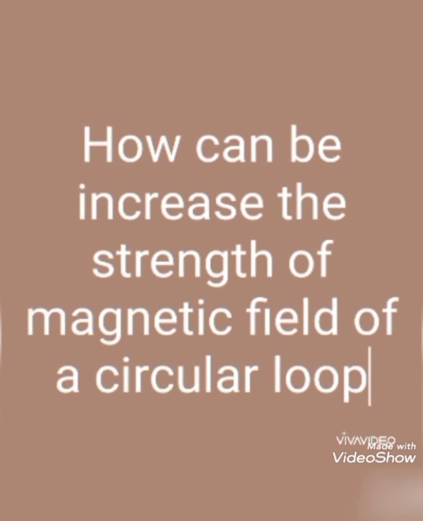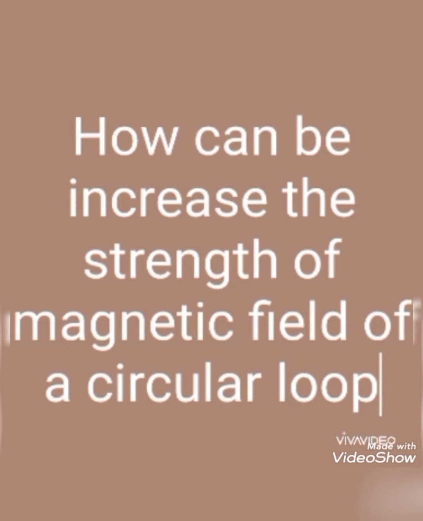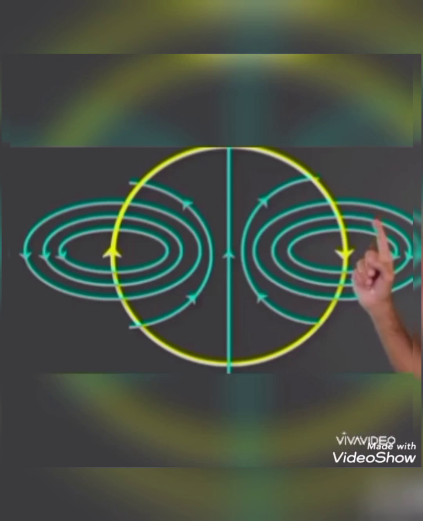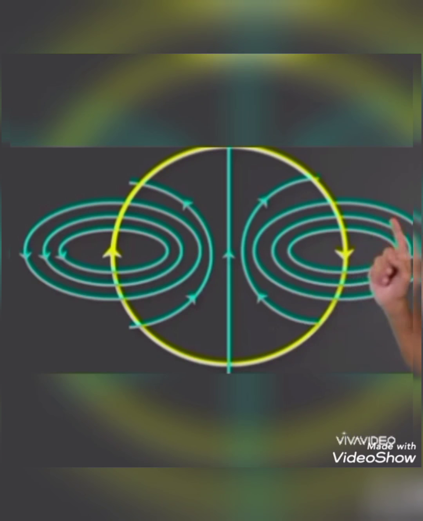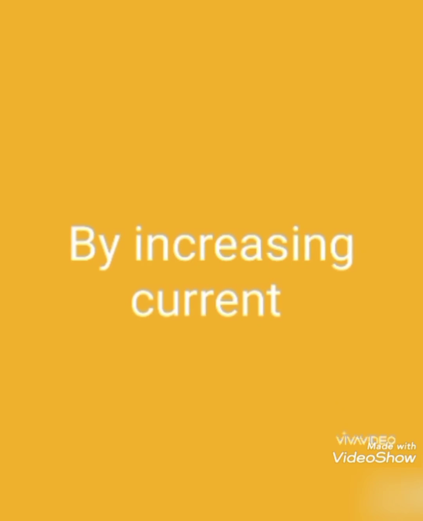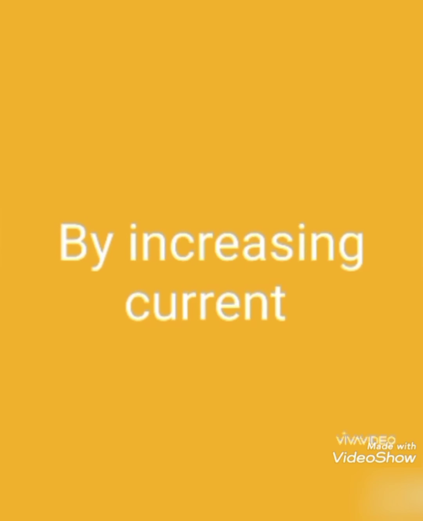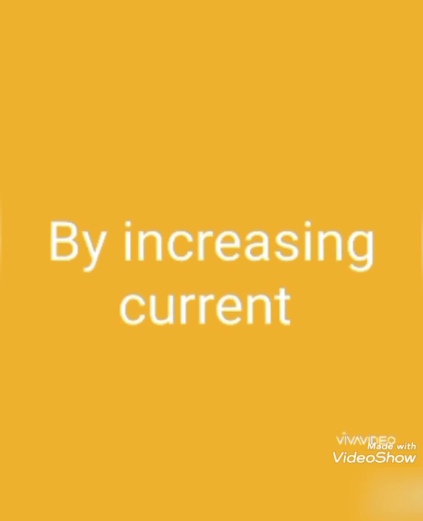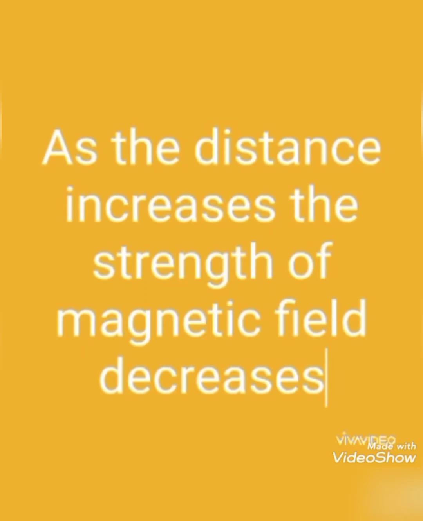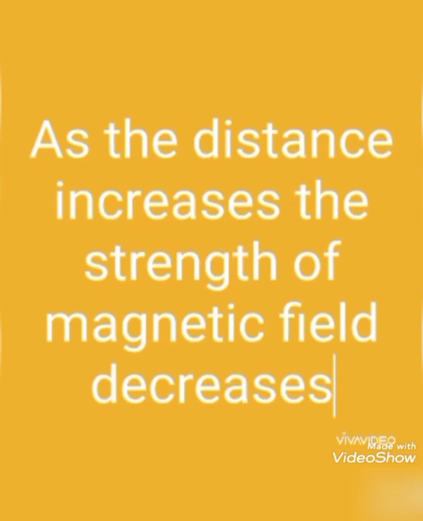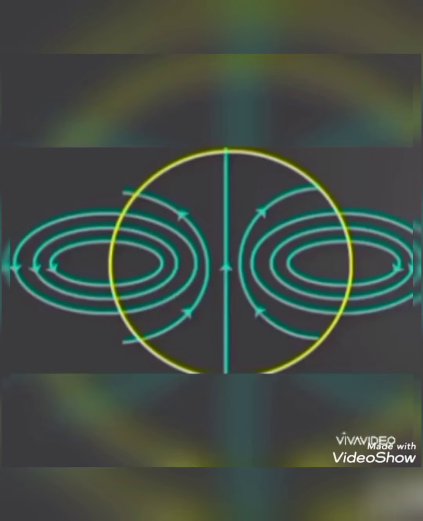Then, how can we increase the strength of magnetic field? First, by increasing the amount of electric current. When the amount of electric current through the circular loop increases, the magnetic field produced also increases. That is, the strength of magnetic field can be increased by increasing the amount of current. And another factor is the distance. As we move away from the circular loop, the magnetic field produced decreases. That is, as distance increases, the strength of magnetic field decreases.